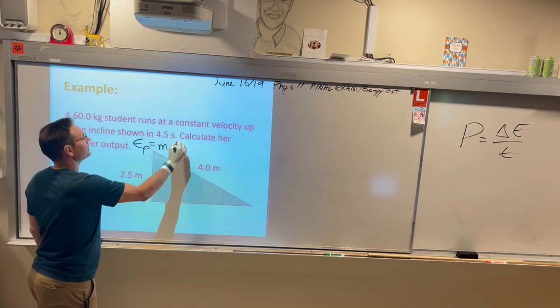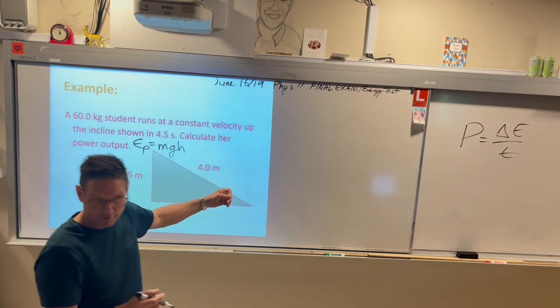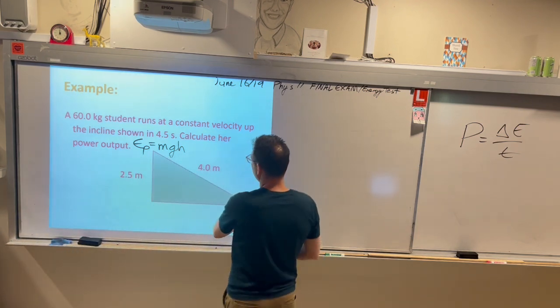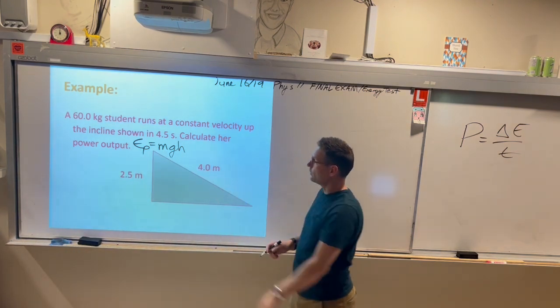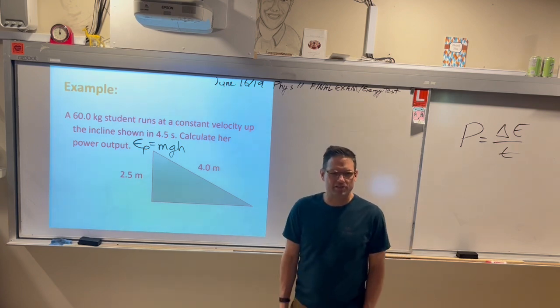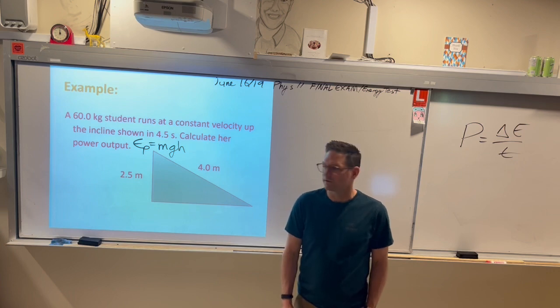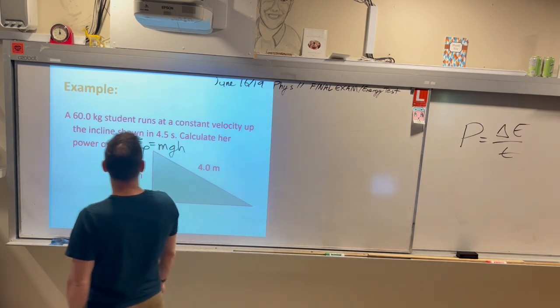MGH. So we're going to use the 2.5 in this case. If we knew her applied force, we might be able to do this times 4. Is the change in her potential energy the same as the work she has to do to go up the ramp? Yeah, it is in this case. Why? Because it's like constant velocity.